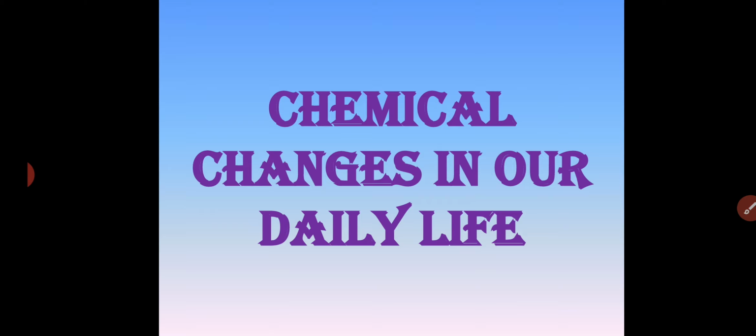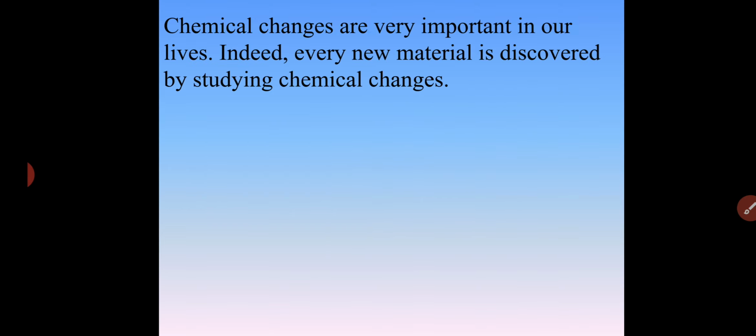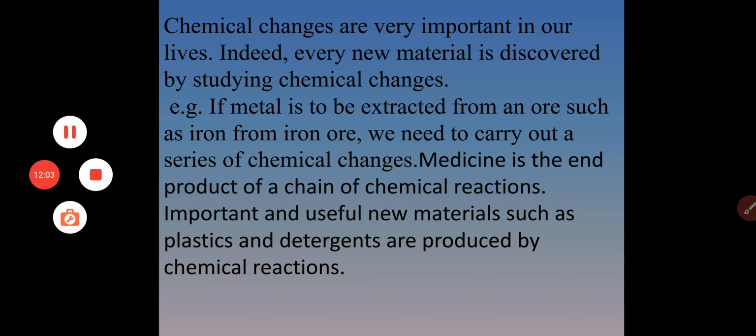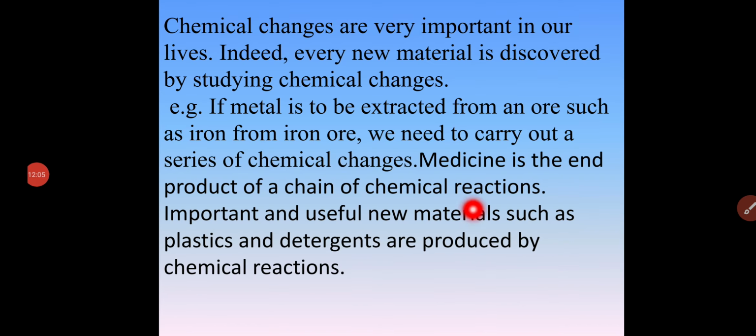Now, some chemical changes in our daily life. Let us see which are those. Chemical changes are very important in our lives. Indeed, every new material is discovered by studying chemical changes. For example, when a metal is extracted from the ore such as iron from iron ore, we need to carry out a series of chemical changes, and medicine is the end product of a chain of chemical reactions.